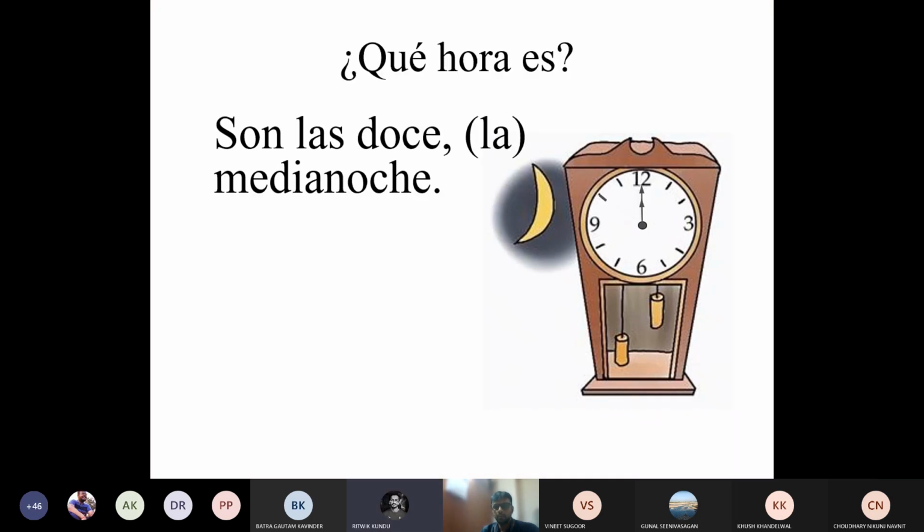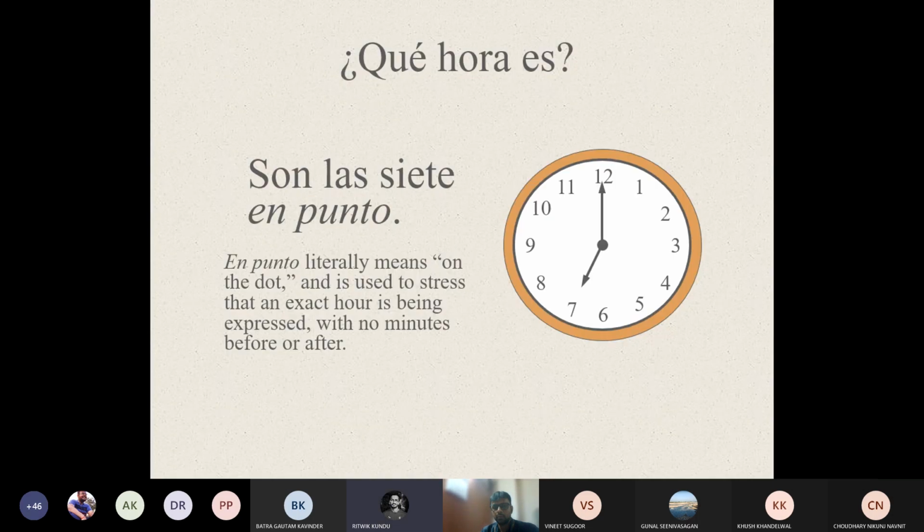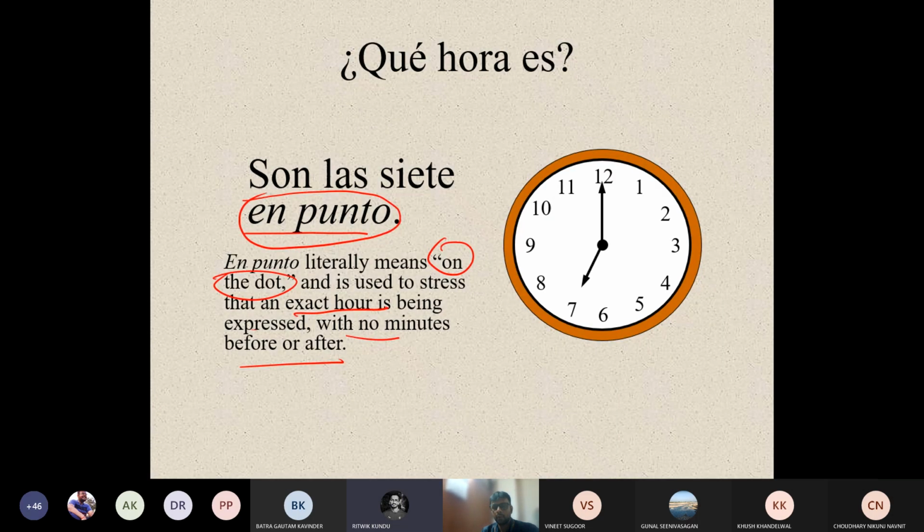I have one small doubt. For the menos one, for exactly 30, can we do it both ways? Like if it's 6:30, can we say it as 30 minutes to 7?